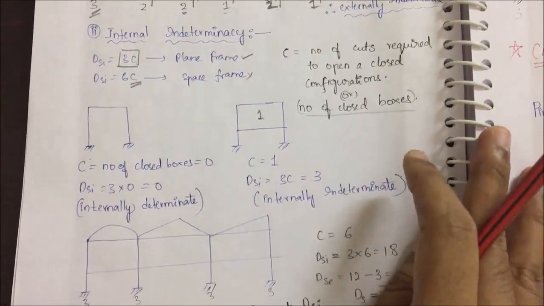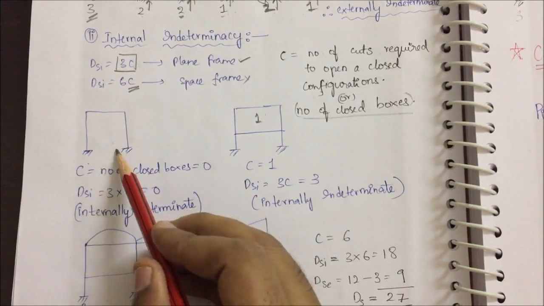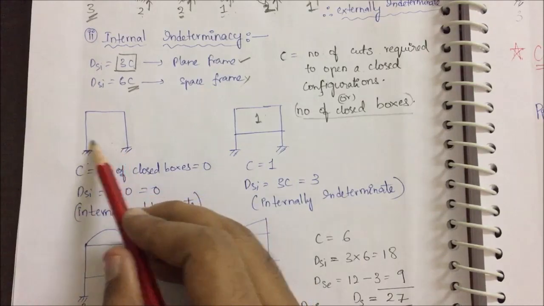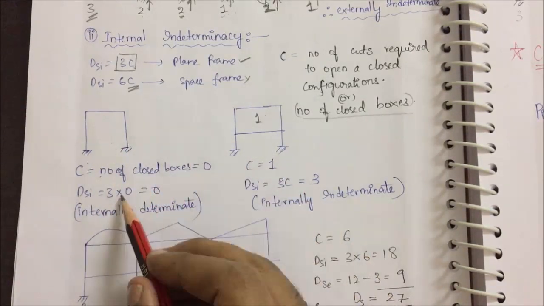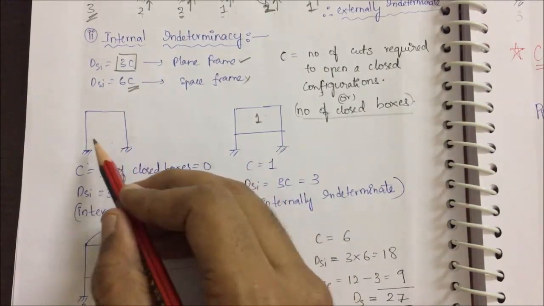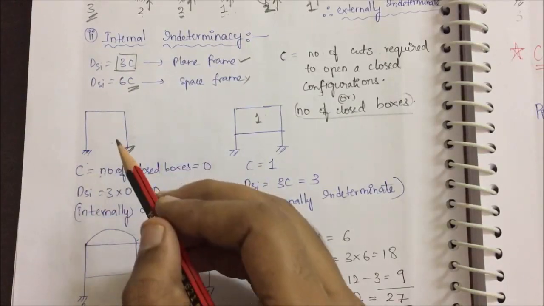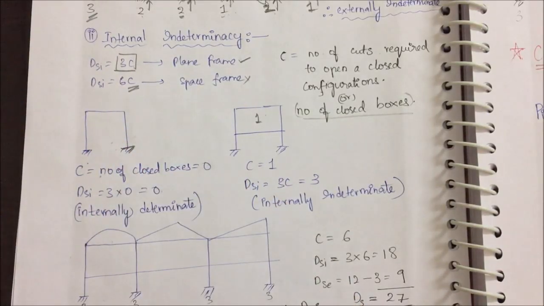It is 3C. Now can you tell me for this structure what is your internal indeterminacy? 3 into C. 3C is 0 because there is no closed box. So 3 into 0 is 0. Therefore this structure, जो है ना, ये fixed at both ends and nothing inside. So this is an internally determinate structure.